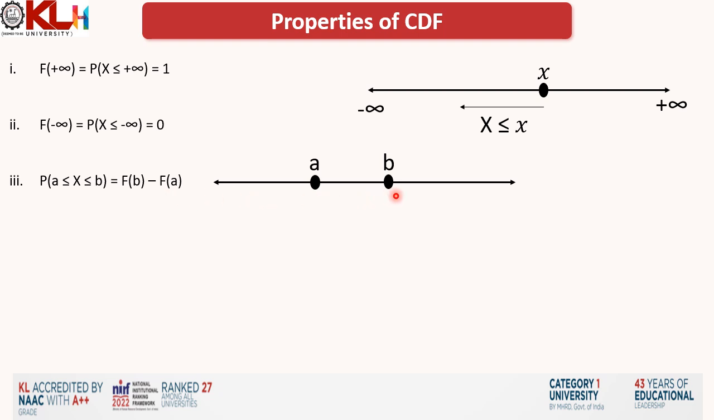We can explain this on this diagram where b is greater than or equal to a. So F of b is everything less than b. So the random variable X is taking values less than b. So to get the probability between a and b, we simply subtract the CDF at a from the CDF at b.